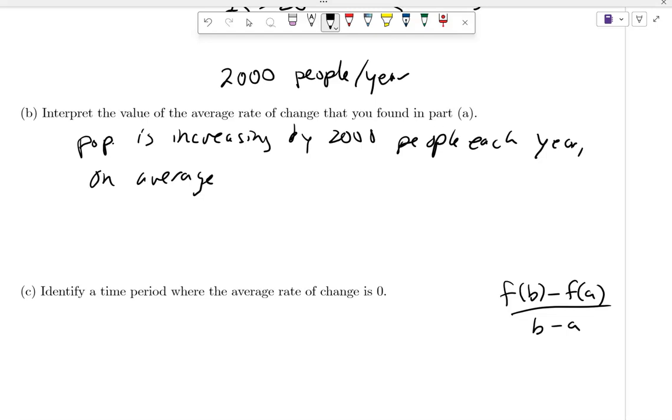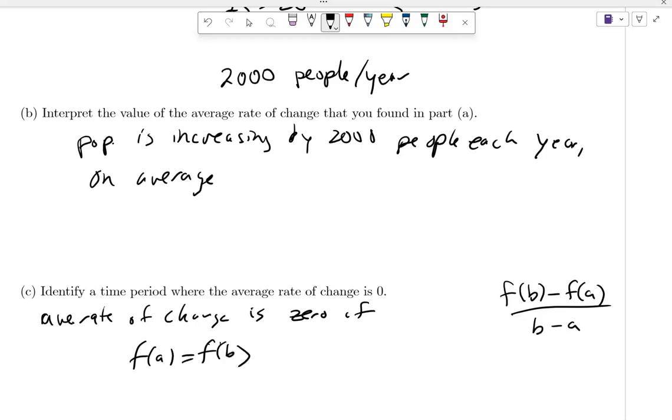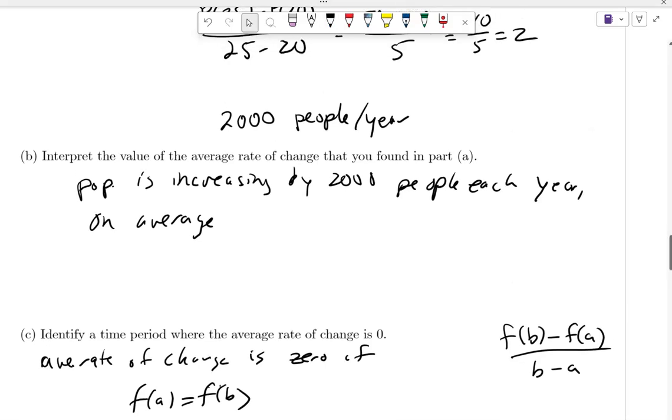So the average rate of change is 0 if we end up where we started, right? If f of a and f of b are the same value. Okay. So let's scroll back up to the top and look at the graph.